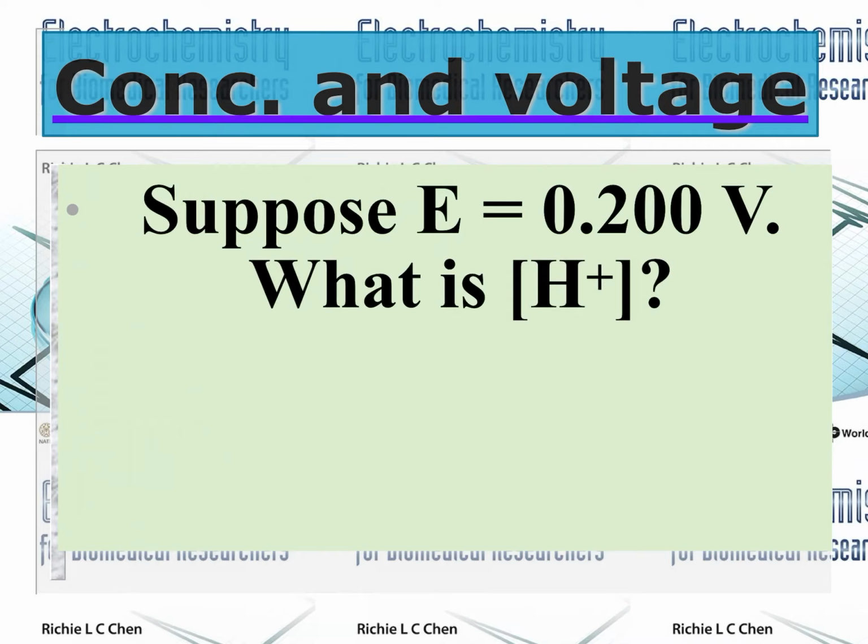All right, so suppose we run this reaction between zinc and a strong acid, and we measure in our lab that the voltage is 0.200 volts. What must be the H plus concentration? What must be the pH of that solution?